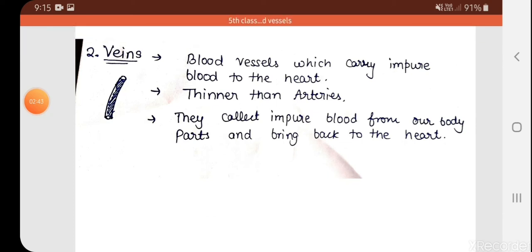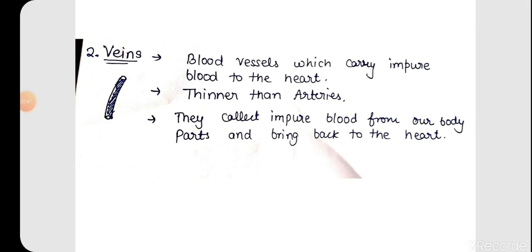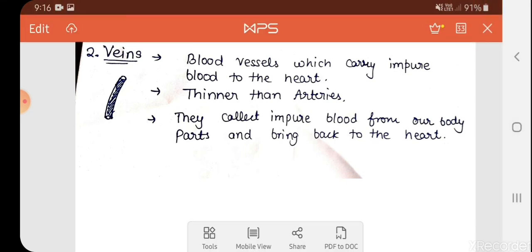And the next is veins. Veins are the blood vessels that carry the impure blood from the various body parts back to the heart. They are thinner as compared to the arteries because of low blood pressure in them. They collect impure blood from the body and bring it back to the heart, and also they are blue in color.